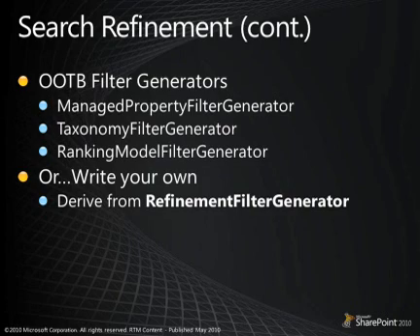The Taxonomy filter generator uses taxonomy data to generate its refinement results. The Ranking Model filter generator uses a ranking model to generate its refinement results, which we'll talk more about ranking models near the end of this module. If none of the out-of-the-box refiners fit your need, you can write your own custom refiner by deriving from the Refinement Filter Generator class. In most cases, however, the Managed Property filter generator will be the filter of choice.